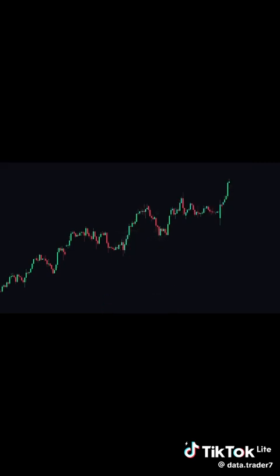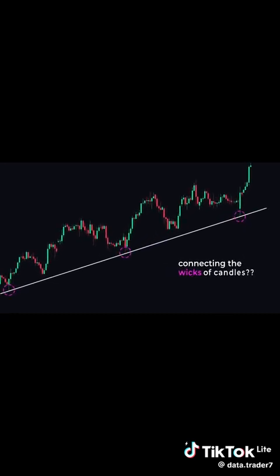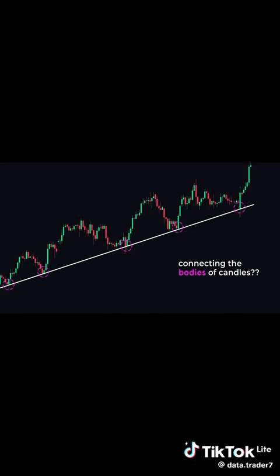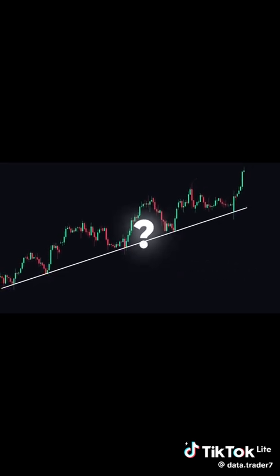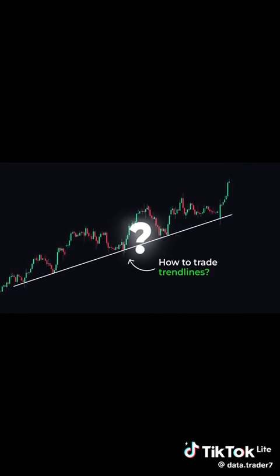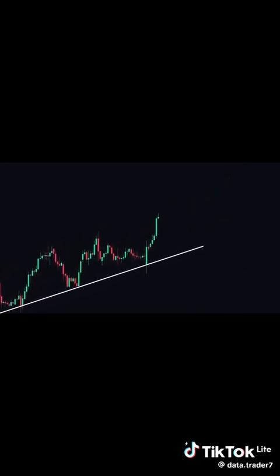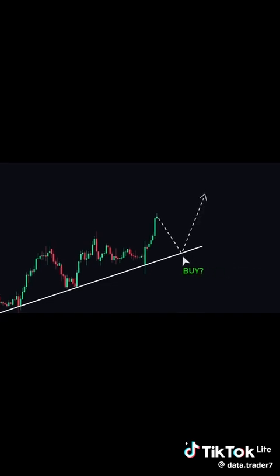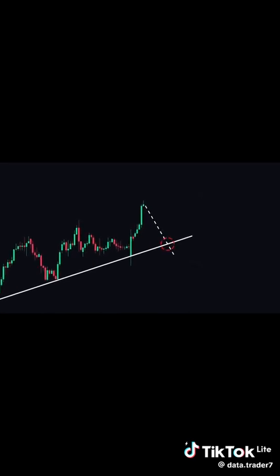Some traders might prefer to draw the trend line connecting the wicks of the candles, while others might prefer to draw it connecting the bodies of the candles. So which one is correct? Now, even if we've figured out how to draw them, the next big question is, how do we actually trade them? Should we wait for the price to touch the trend line and enter buy, anticipating a bounce? Or should we wait for the price to break the trend line, anticipating a trend reversal to short it?